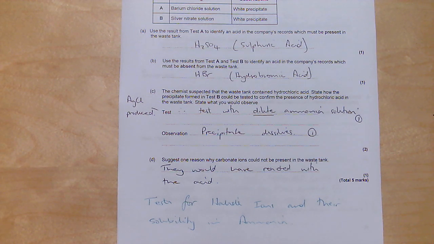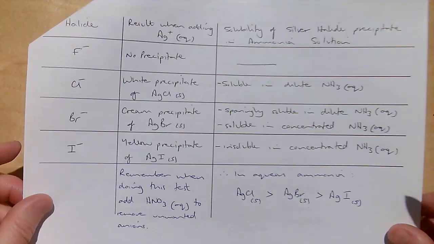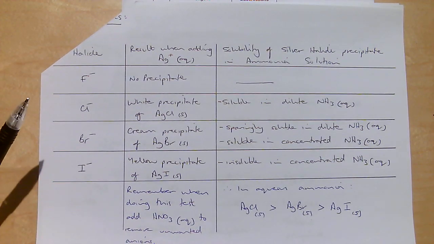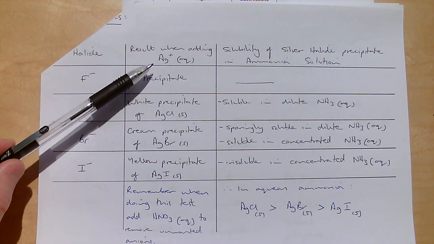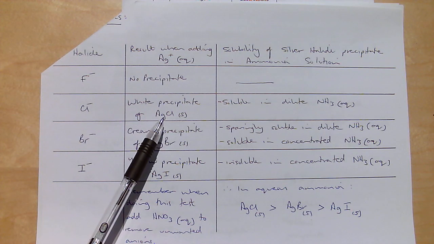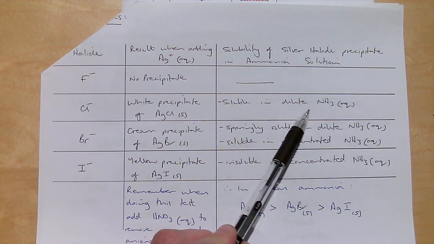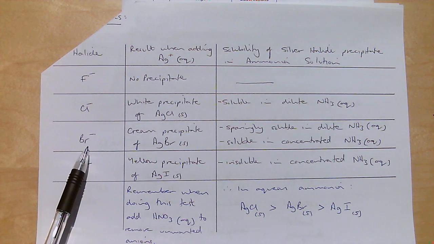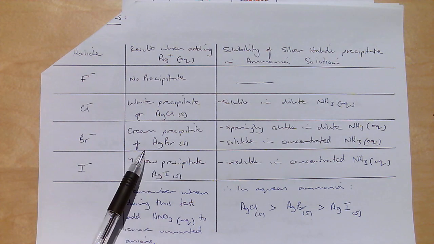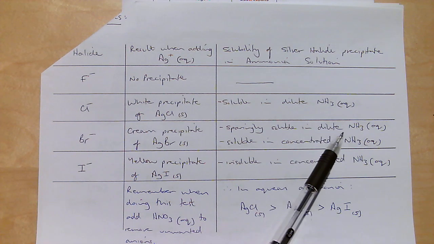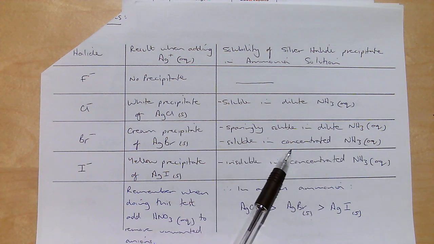And here is the table. This is on one of the videos earlier. Just a recap. If I add silver ions to a solution containing the chloride ion, I get a white precipitate of silver chloride, which is soluble in dilute ammonia. If I add silver ions to a solution containing bromide ions, I get a cream precipitate of silver bromide, which is sparingly, i.e. slightly, soluble in dilute ammonia. But it's soluble in concentrated ammonia.